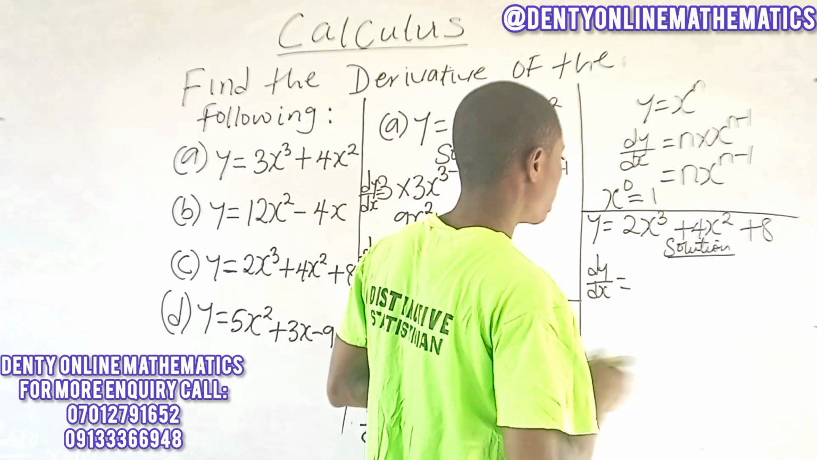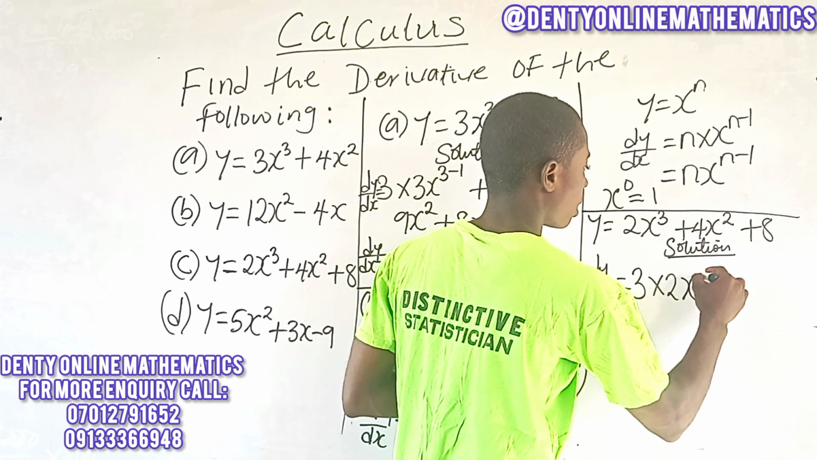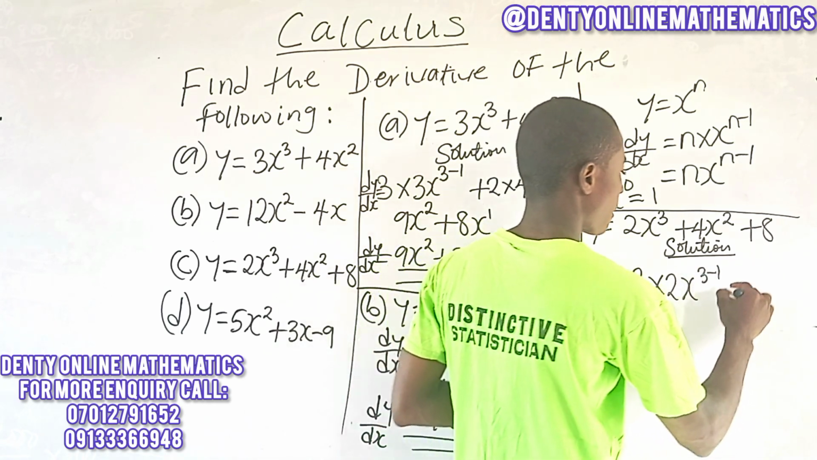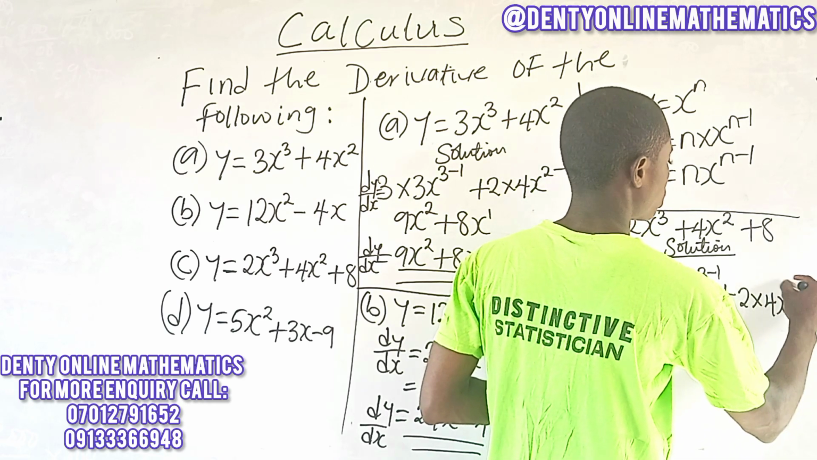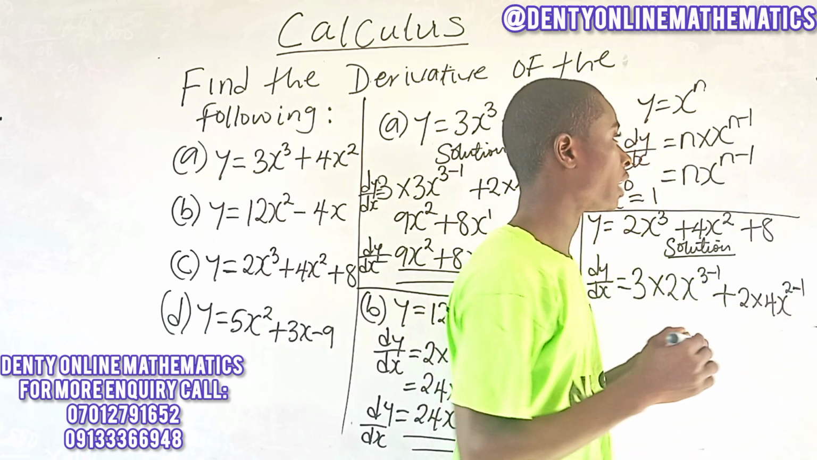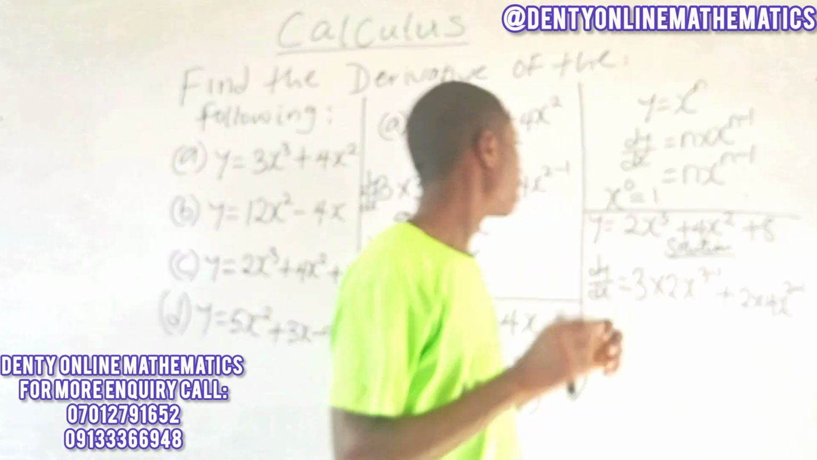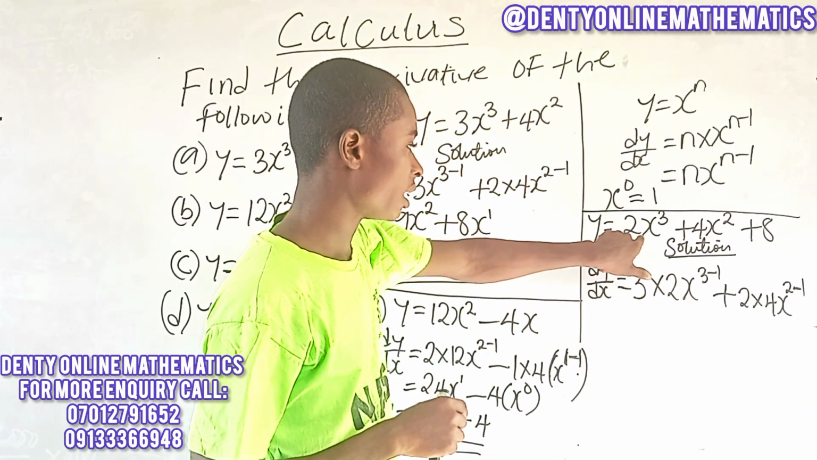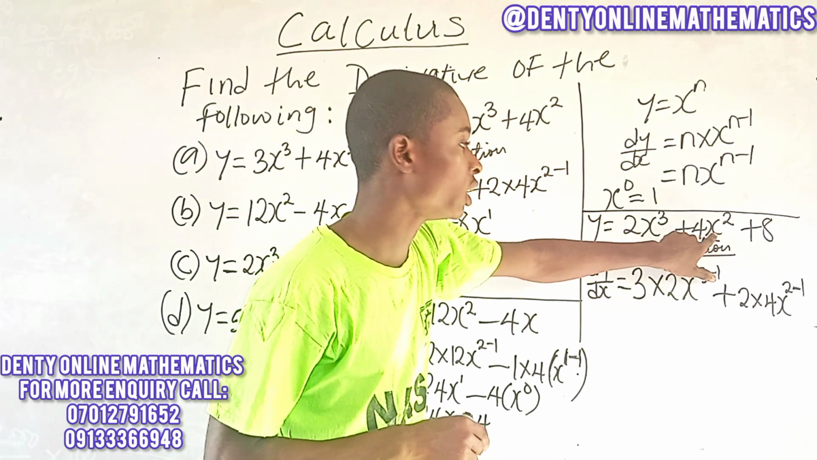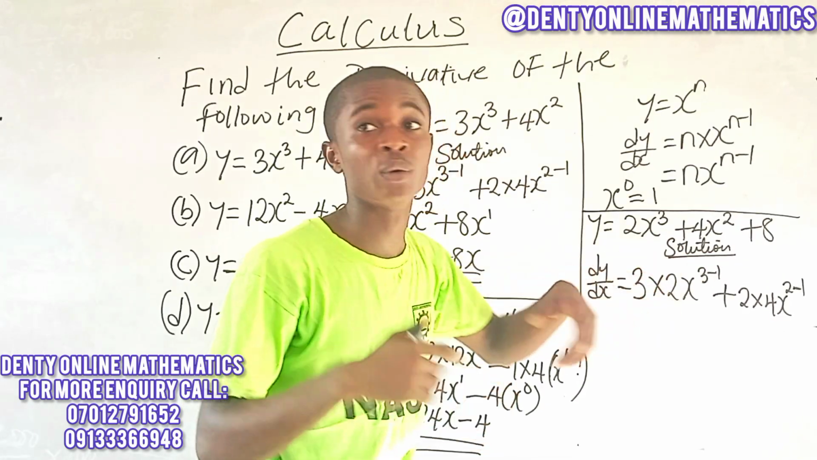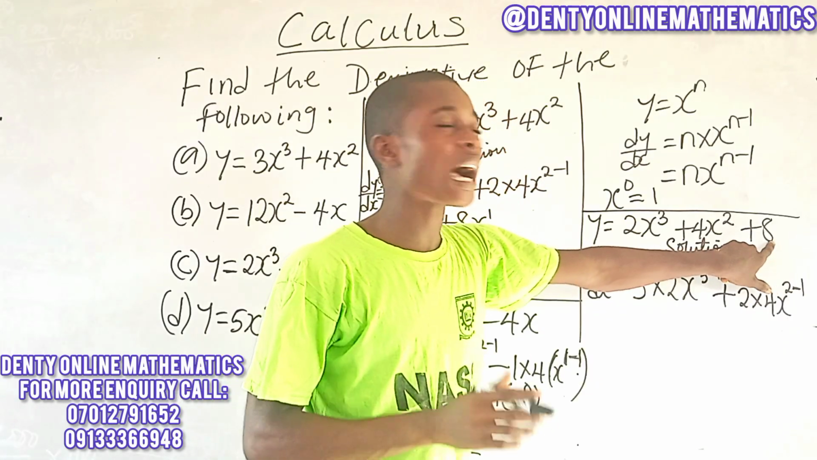Very simple. Now, using that, we are going to have 3 times 2x to the power 3 minus 1, plus 2 times 4x to the power 2 minus 1. Now in another way we need to know, in differentiation, the derivative of a constant. A coefficient is a number attached to an unknown. I call it unknown because we don't know the value of x here. So this 8 is attached to nothing.